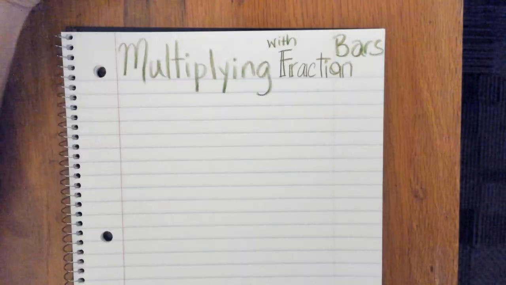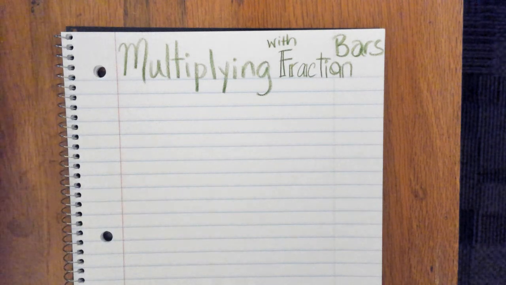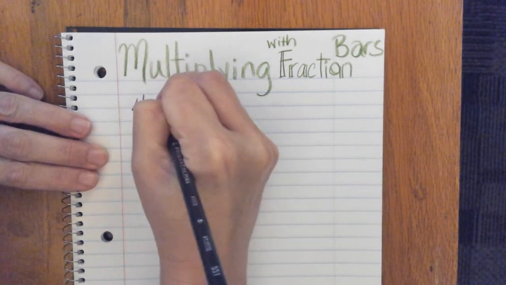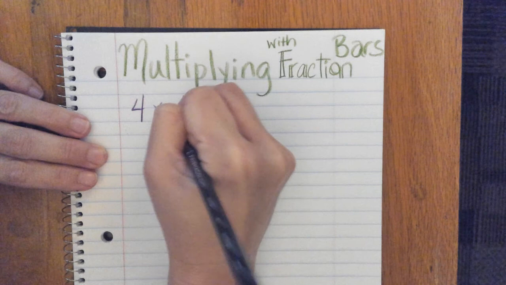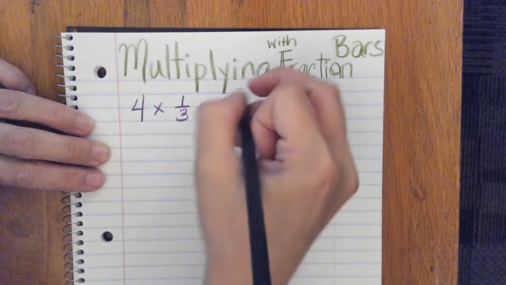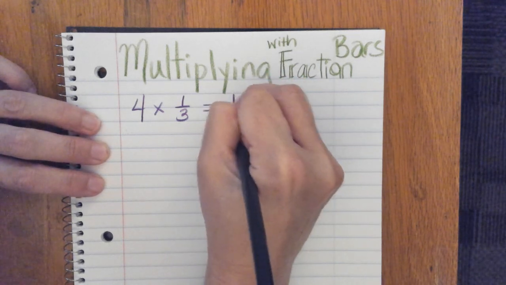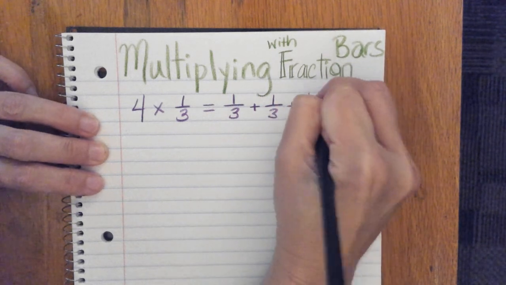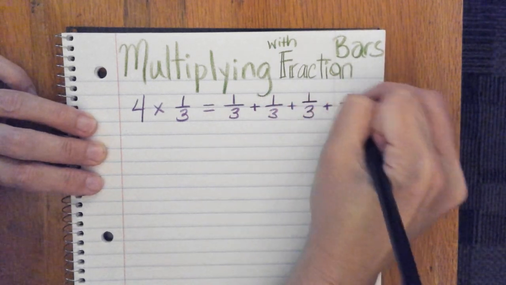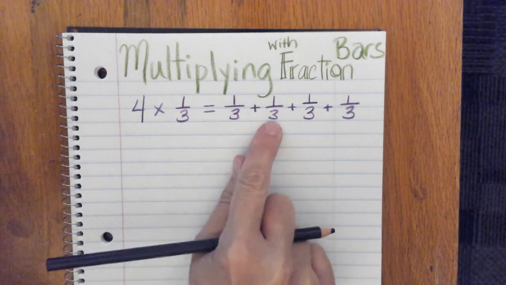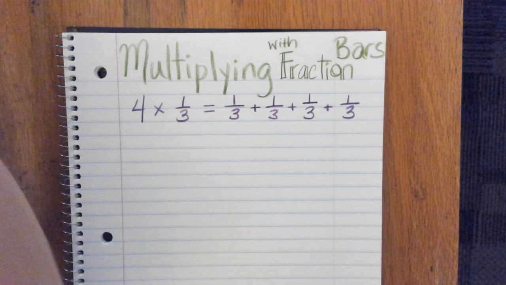Alright, this video is about multiplying with fraction bars, and we're going to do the sample problem 4 times 1/3. The first thing I want to remind you is that multiplication is still the same as repeated addition. So 4 times 1/3 is the same as 1/3 plus 1/3 plus 1/3 plus 1/3.